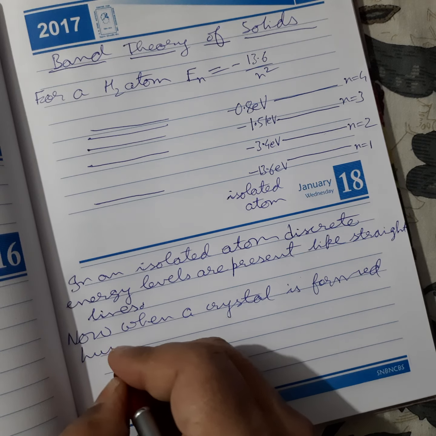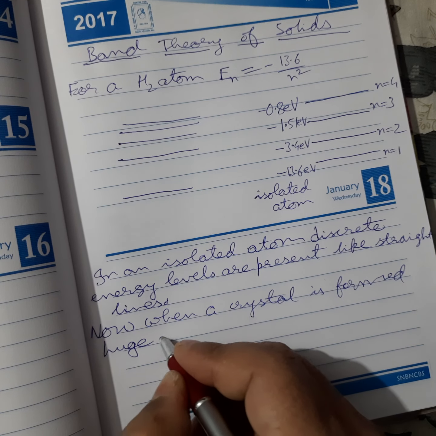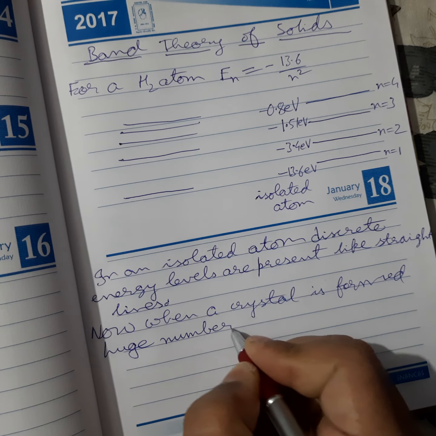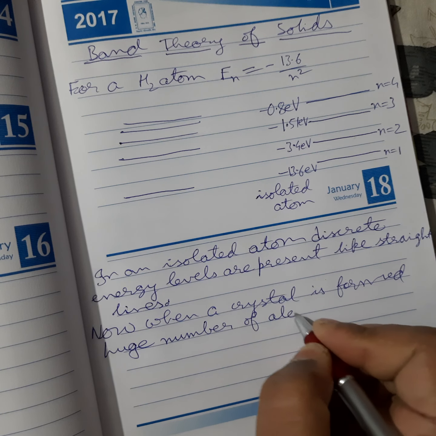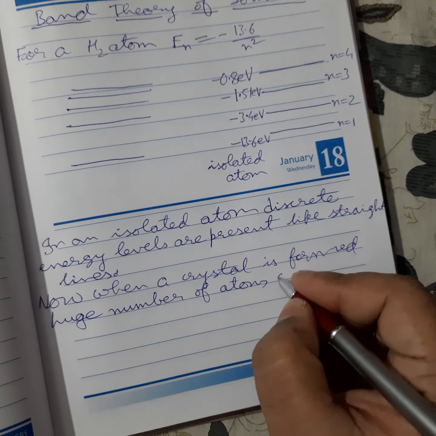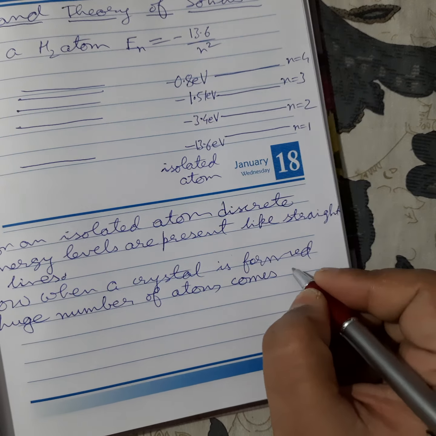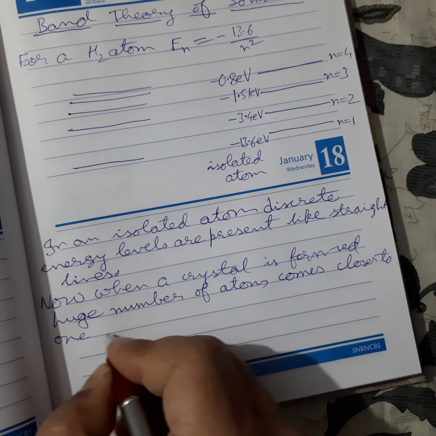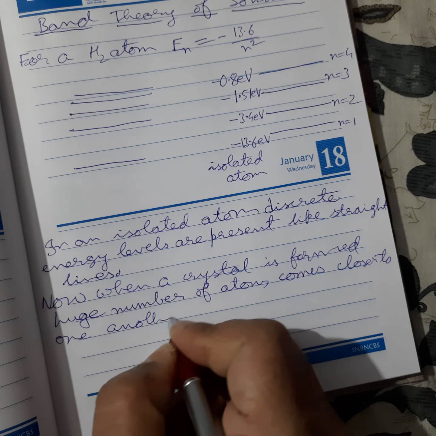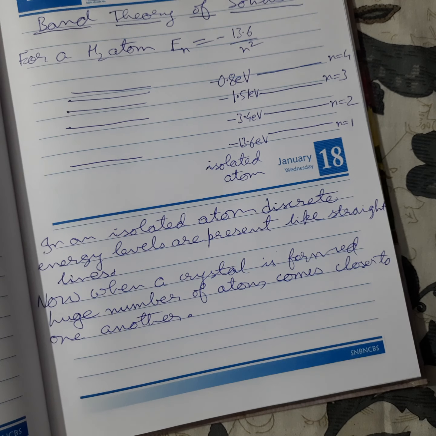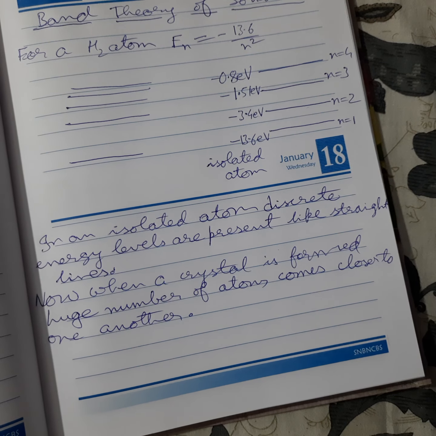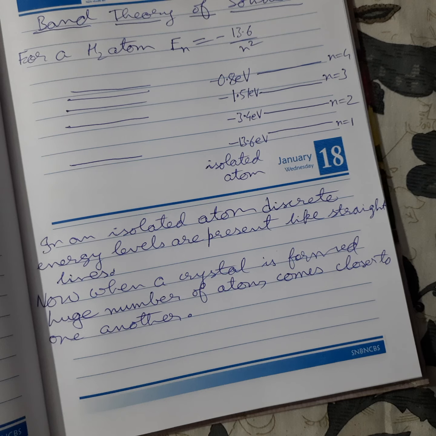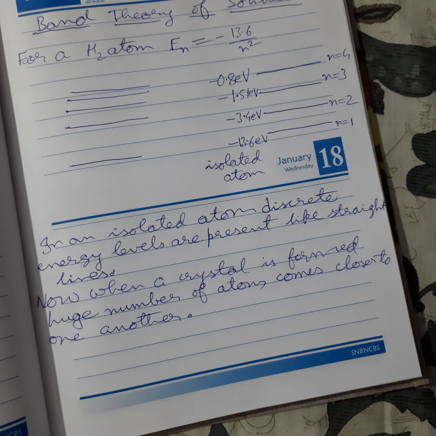When a crystal is formed, a huge number of atoms come closer to one another. So in that case, they are no longer isolated. They come close to one another.